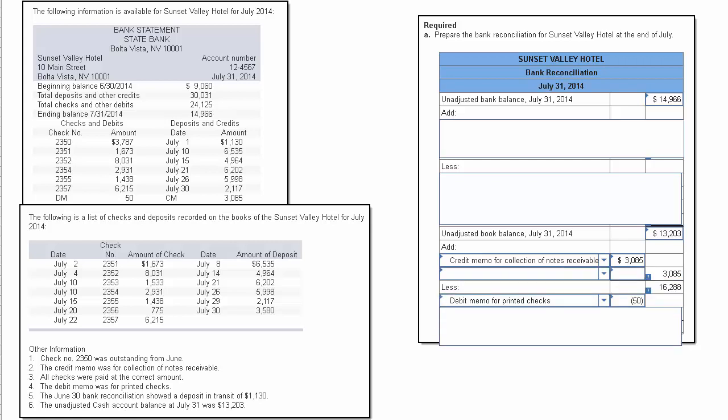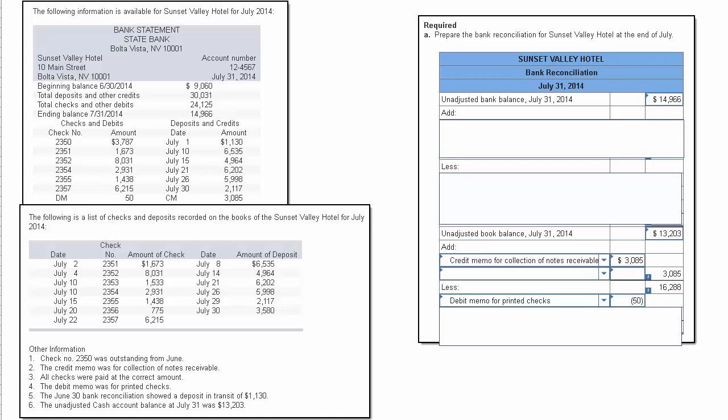Okay, so what that's telling us is we purchased printed checks from the bank. They charged us $50 for it. We haven't yet recorded that on our books. So the bank knew about it, we didn't. That means the adjustment goes down here. It's a reduction, so we reduce that by $50. Now at this point, we can put in some subtotals.